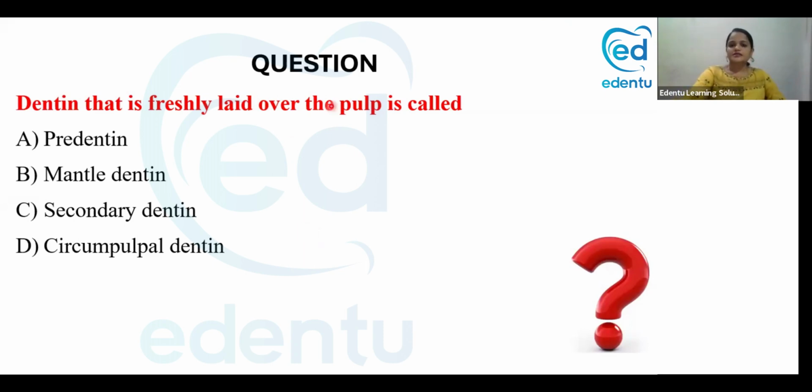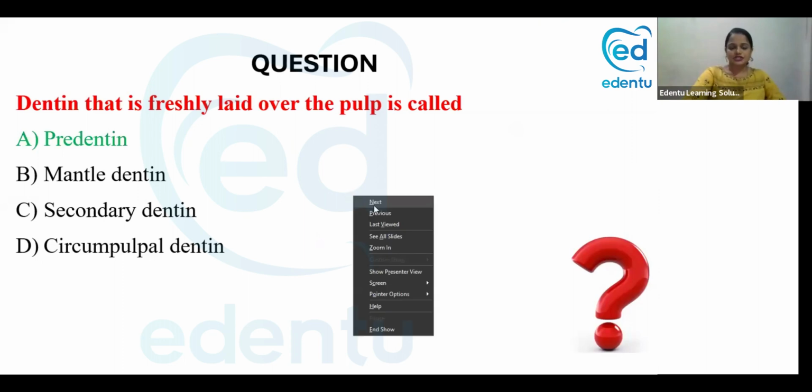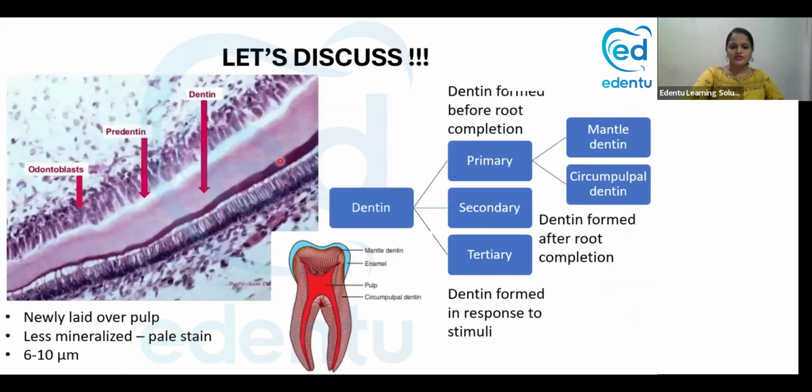This is actually called pre-dentin, the dentin that is freshly laid over the pulp. In this histological picture, you can see the odontoblasts and the dentin layer. In between the odontoblasts and the dentin layer, you can see a less mineralized area. That is called the pre-dentin layer. It is newly laid down dentin present over the pulp, less mineralized when compared to the normally formed dentin.